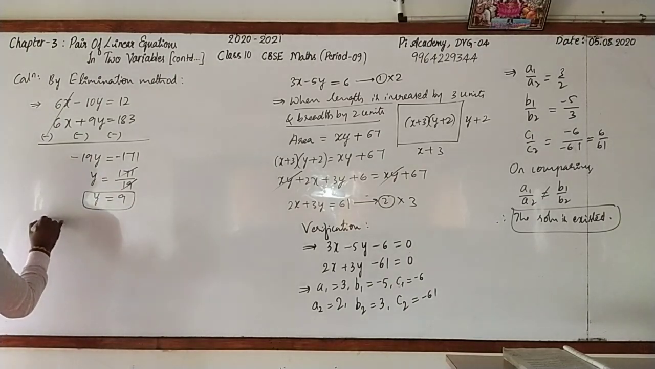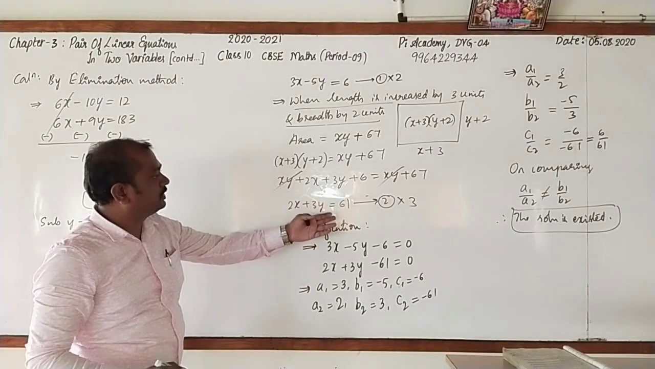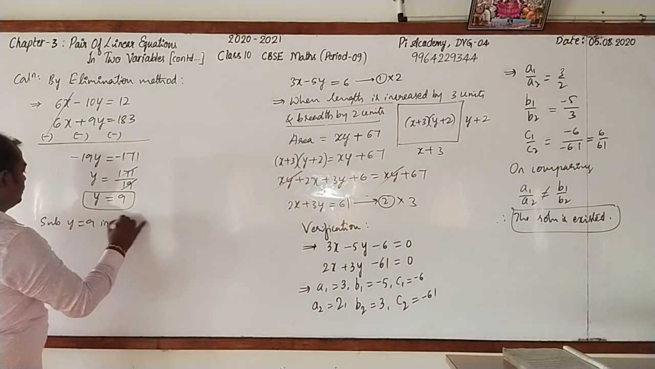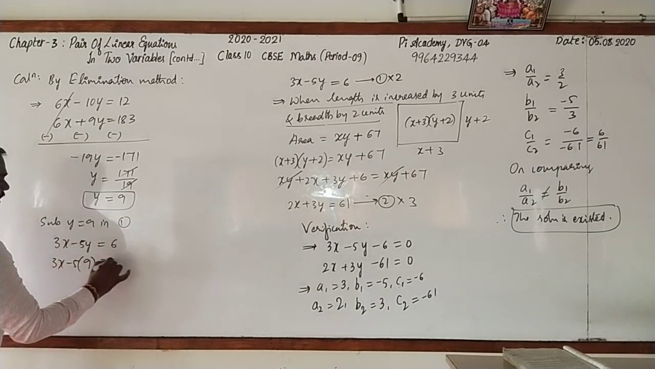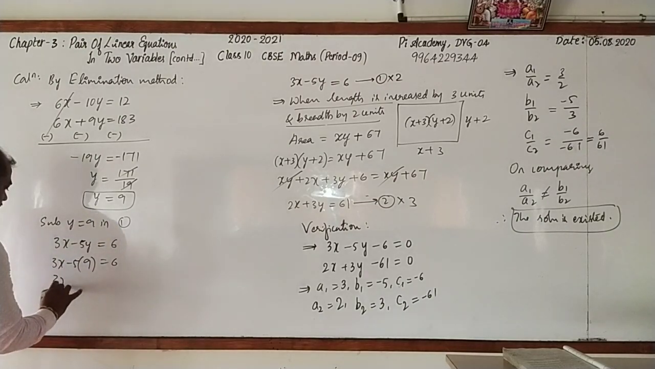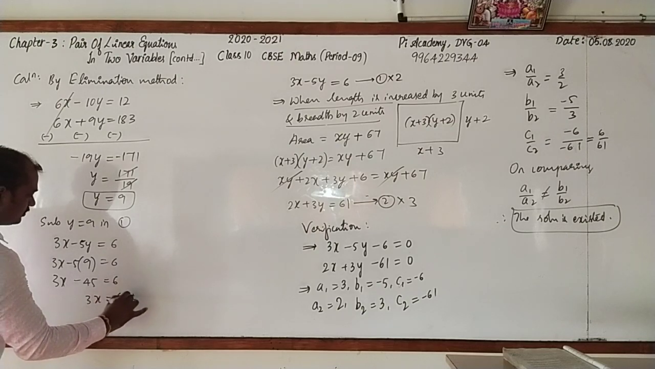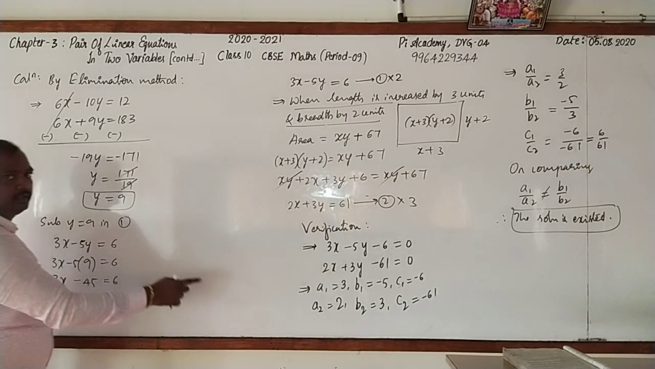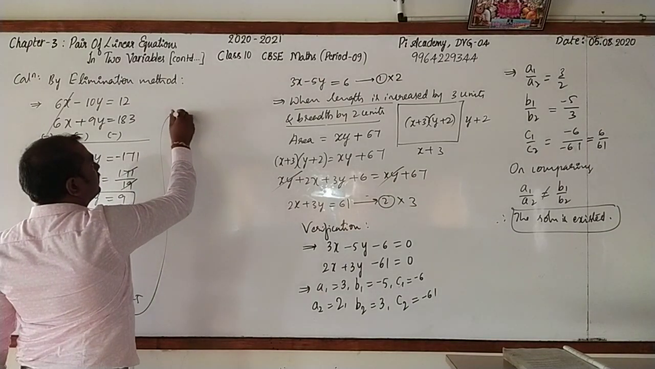We want x. So substitute y equal to 9 in any one of the two equations. Which one? I'll go for taking the first. First equation is 3x minus 5y is equal to 6. Then 3x minus 5 into 9 equal to 6. Then 3x, 5 9s are 45. It's equal to 6. 3x equal to 6 plus 45, because minus 45 is transferred to the right hand side, it becomes plus 45.